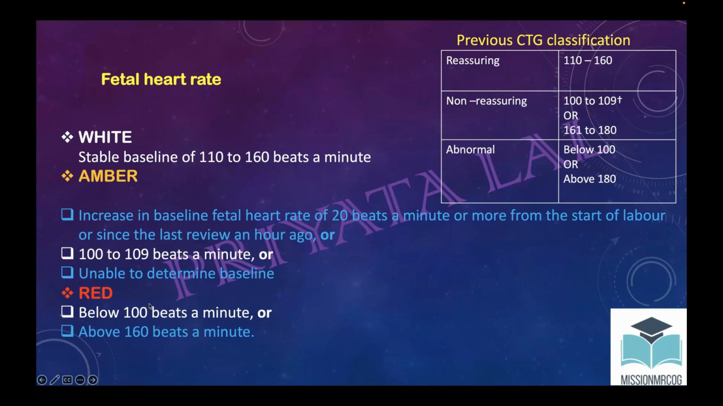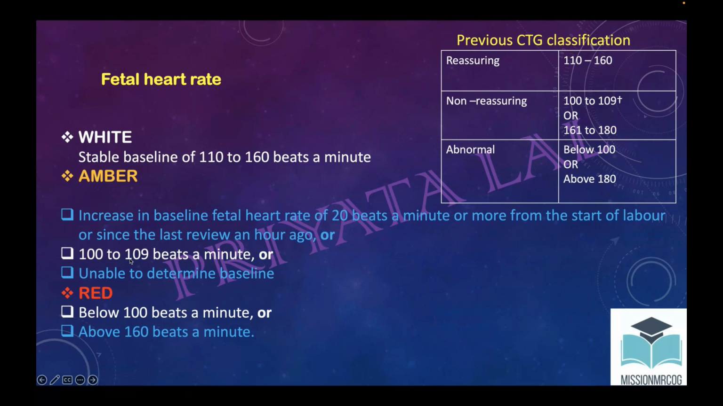So this is 110 to 160. We already know this is normal. Now in amber, if you started the CTG and the patient was in the white zone, and from the white zone there is a rise of more than 20, then it will become amber. And if you think at the start that it is 160 or maybe more, then you will put red. And at the start, if you think the fetal heart rate is less than 100, you will put that already amber.